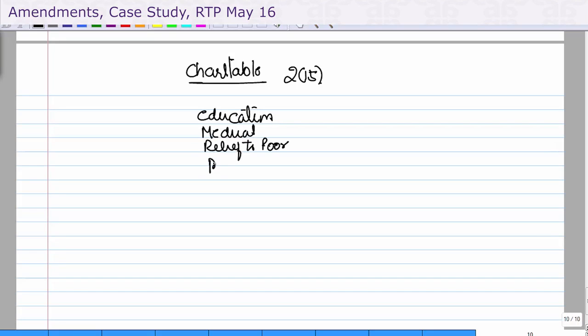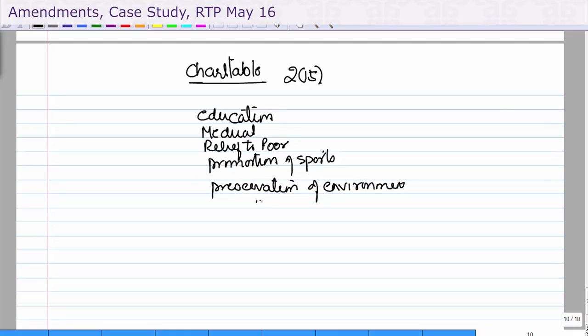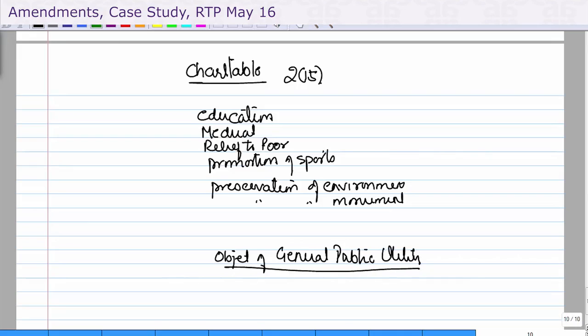we have promotion of sports, we also have preservation of environment, and preservation of monuments, and then we had object of general public utility. A general public utility, we said if a fee is charged, then it will be outside the scope of charitable.